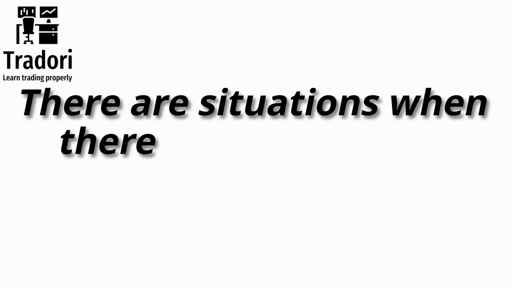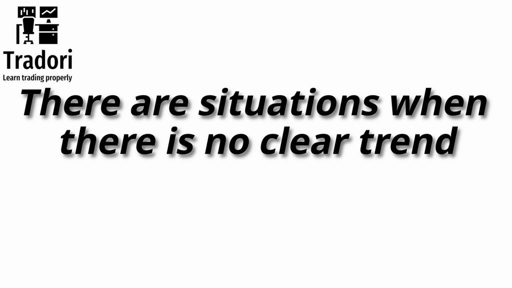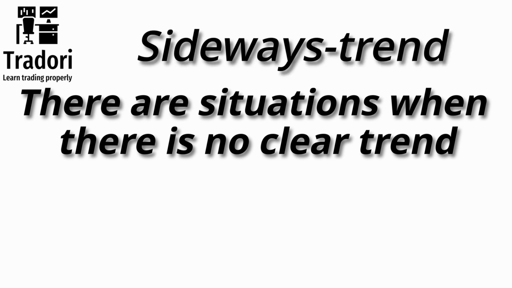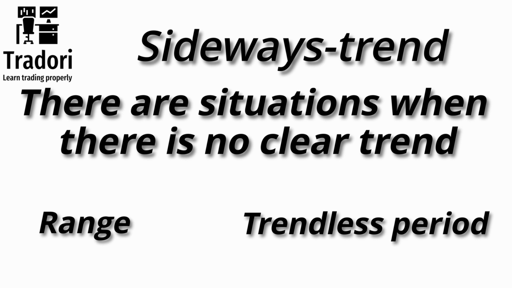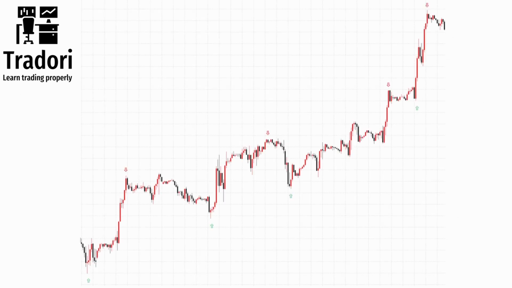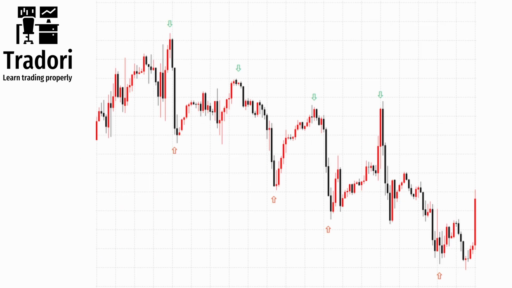There are situations when there is no trend and the price moves sideways in a horizontal range, in other words, a sideways trend. The lack of trend, a period of time where there is little overall upward or downward progress, is called a range or trendless period. An uptrend is characterized by higher swing lows and higher swing highs. A downtrend is characterized by lower swing lows and lower swing highs.